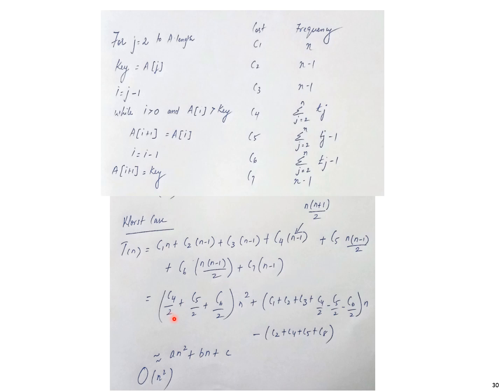When you solve it, you will get the order an squared plus bn plus c, which is of the order of n squared. So the worst case of insertion sort is n squared.